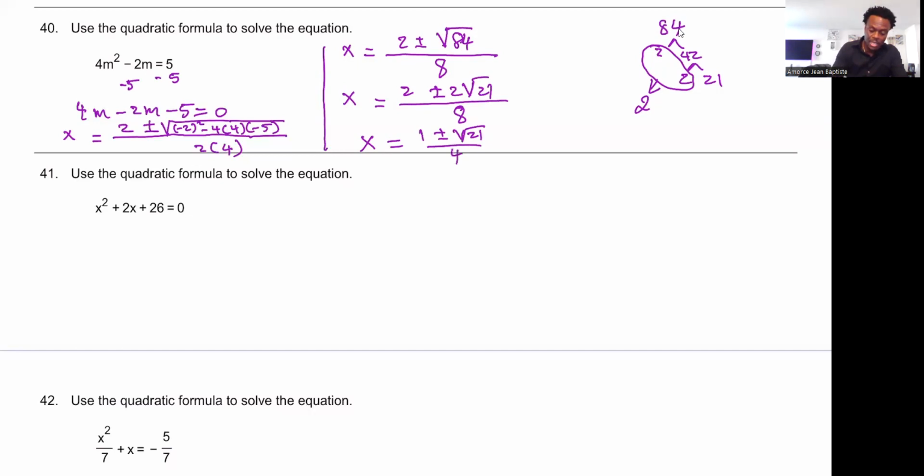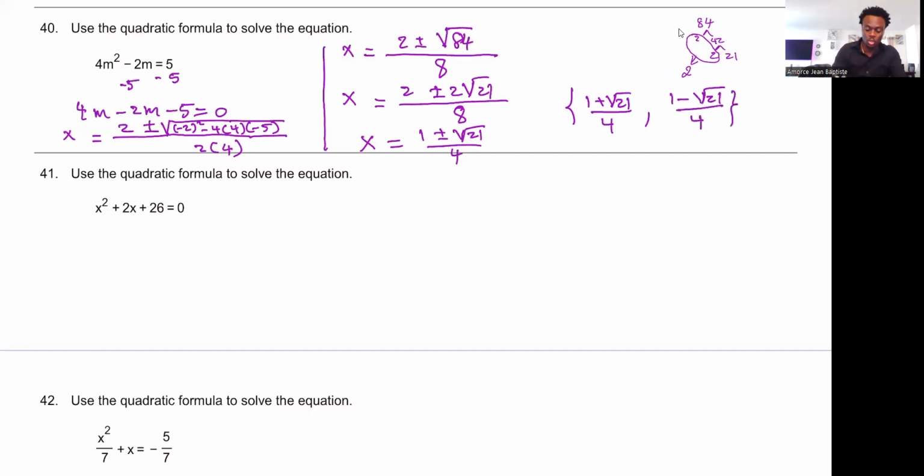And then your solution set is 1 plus square root of 21 over 4, comma, 1 minus square root of 21 over 4. Remember, I told you that you could give it as 2 separate solutions, or the plus or minus, both of them work.